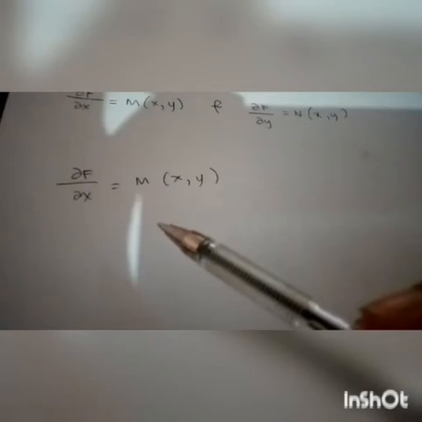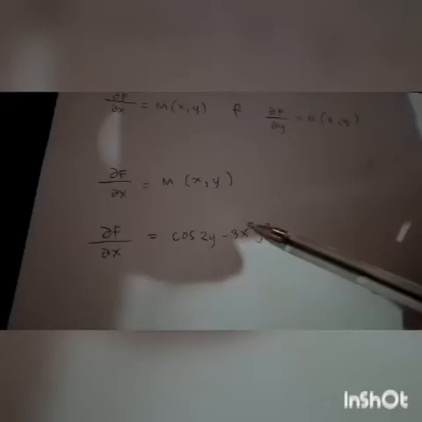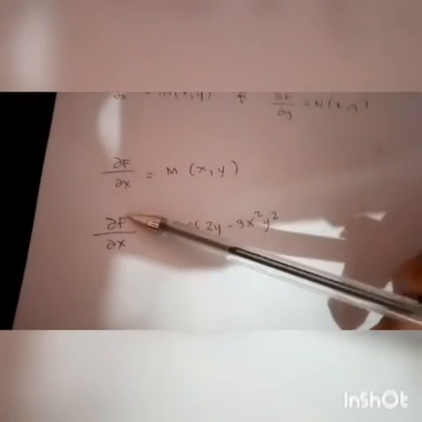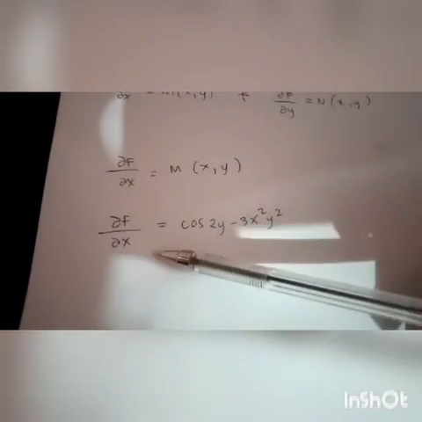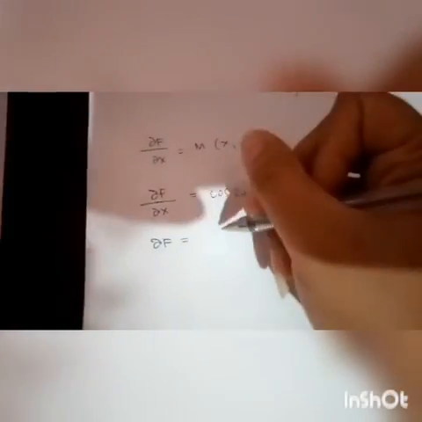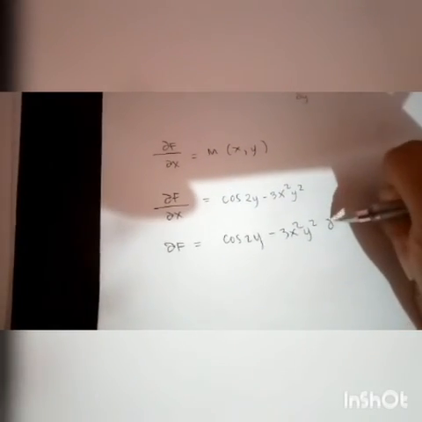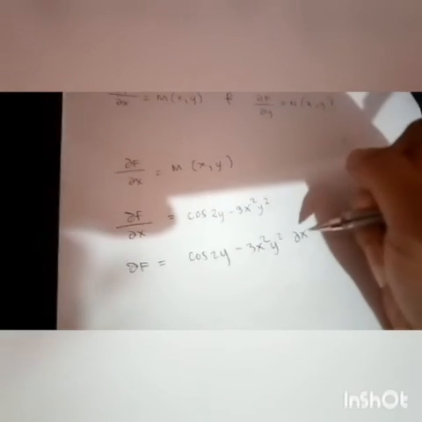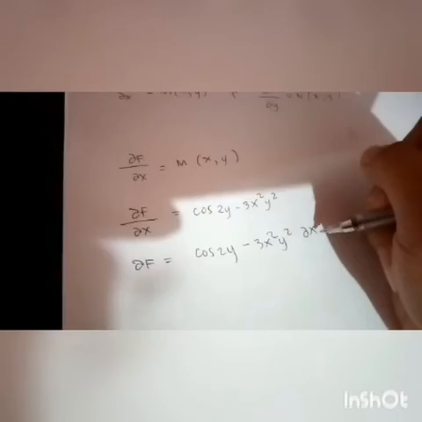So first, we're going to solve the partial derivative. Partial of f with respect to x equals cos 2y minus 3x squared y squared. So we're going to cross multiply it. So partial of f equals cos 2y minus 3x squared y squared dx.